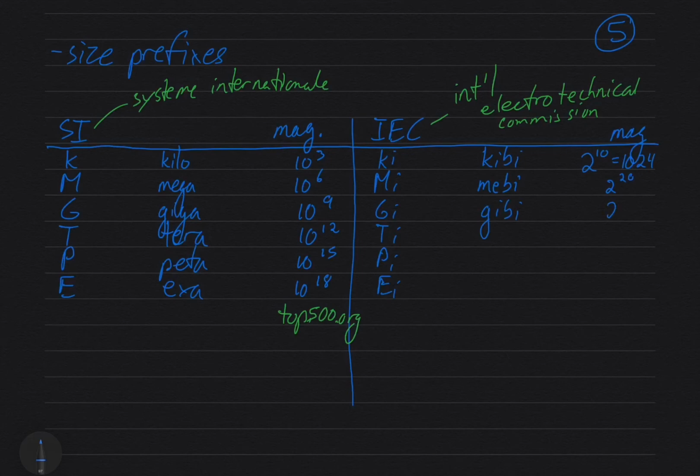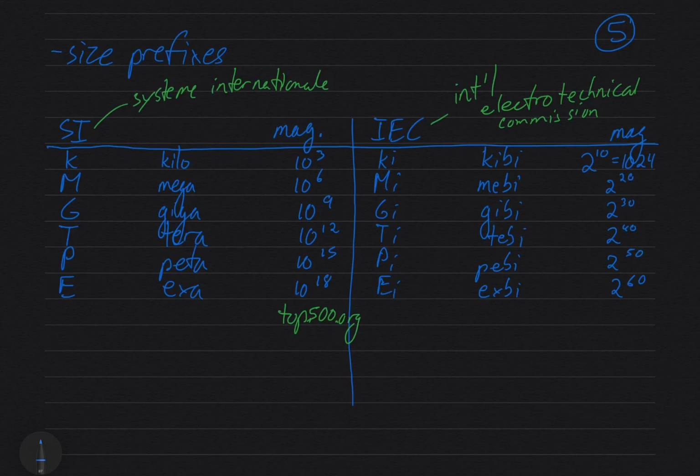Gibi is 2 to the 30, so roughly a billion. Tebi, 2 to the 40. Pebi is 2 to the 50, and exbi is 2 to the 60.